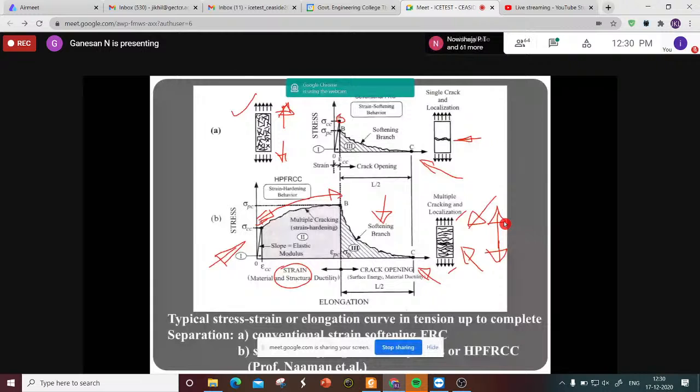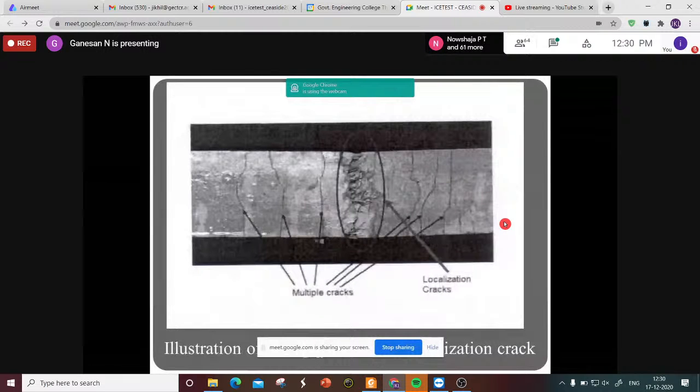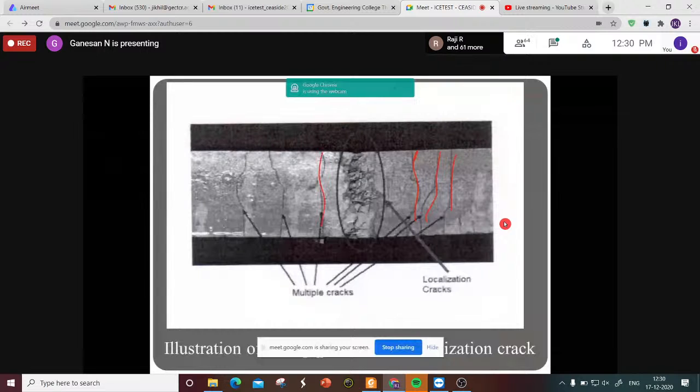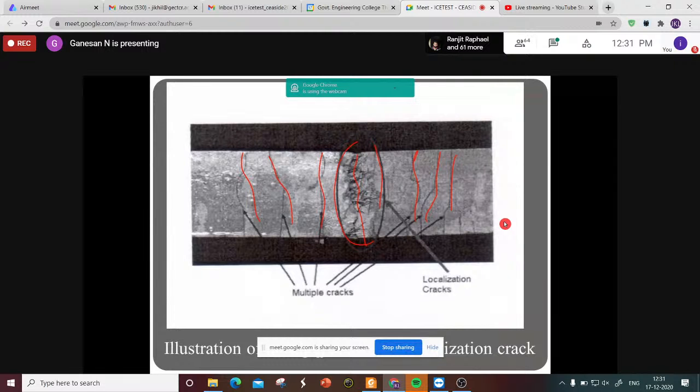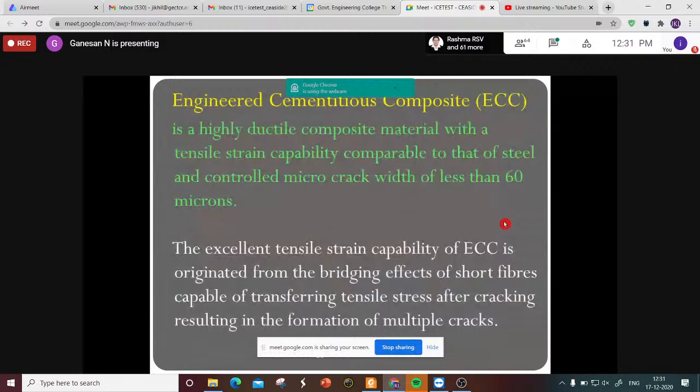And you see, this is HPFRCC with a lot of cracks here. There are so many cracks here, and one of these cracks finally leads to the failure of the composite. So localization and multiple cracks. Such a material which exhibits strain hardening response could be called engineered cementitious composite. So I can define engineered cementitious composites, ECC.